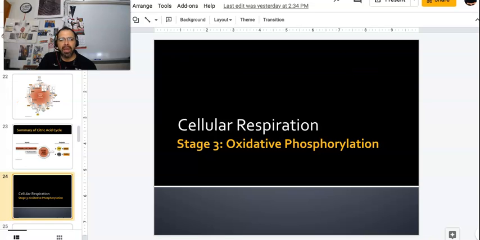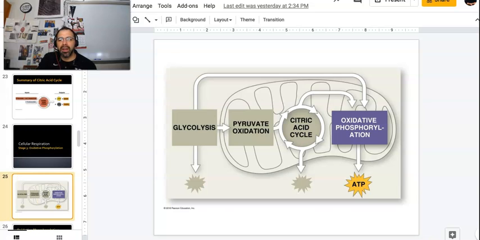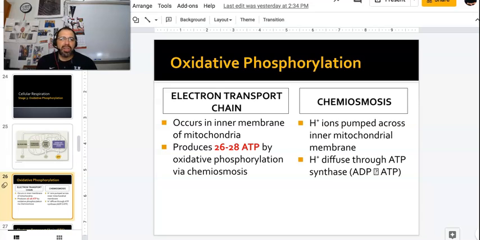All right, let's talk about stage 3, oxidative phosphorylation. So there it is. In oxidative phosphorylation, you have two processes, the electron transport chain and chemiosmosis. The electron transport chain occurs in the inner membrane of the mitochondria, and it's important that it occurs across a membrane because you're trying to create a concentration gradient. Essentially, in oxidative phosphorylation you're producing anywhere from 26 to 28 ATP via chemiosmosis. Oxidative, you're losing electrons, which are tied up in those hydrogens. Phosphorylation, you're adding phosphate to make ATP. So this is where most of your ATP is made.